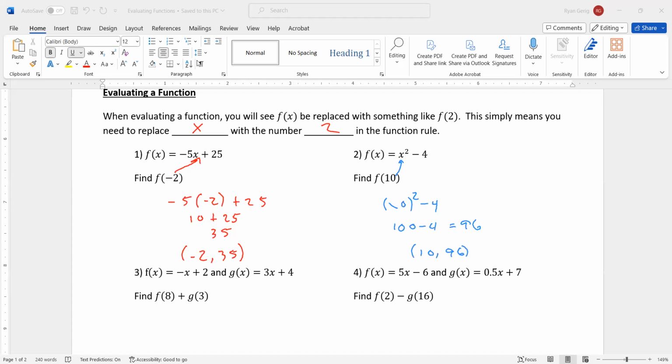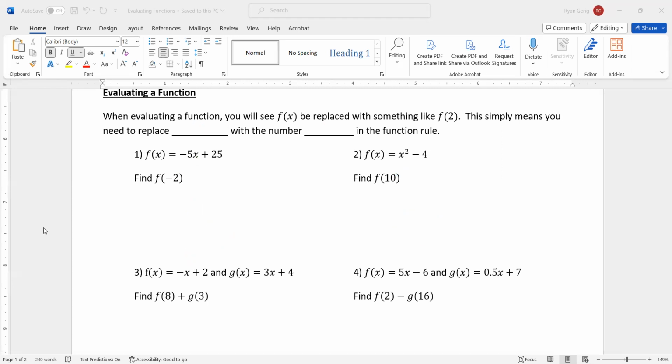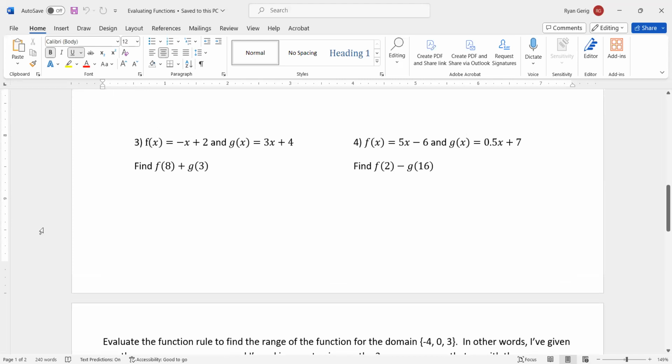Now 3 and 4 get a little more tricky because there's 2 functions in these problems. You see we have f of x and we also have g of x. So f of x is one rule, g of x is just a different rule. All right, so f of 8 means I look at the f function and I put 8 in for x. So the negative is there. I'm replacing x only. I'm not replacing negative x. I'm replacing x with 8. And then I'm going to put a negative in front. That's like a negative 1. Negative 1 times 8 is negative 8. Plus 2 is negative 6.